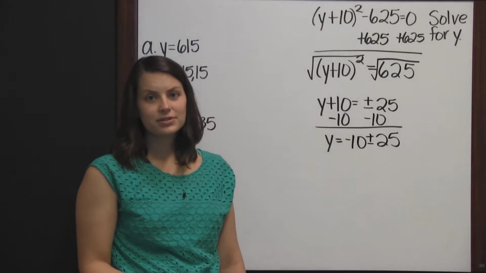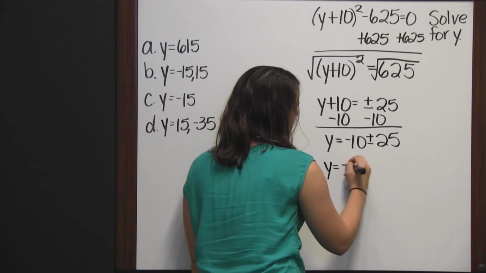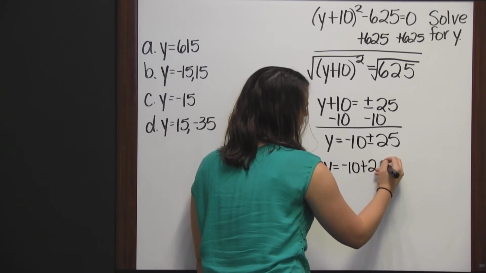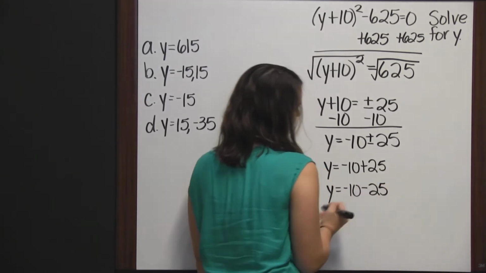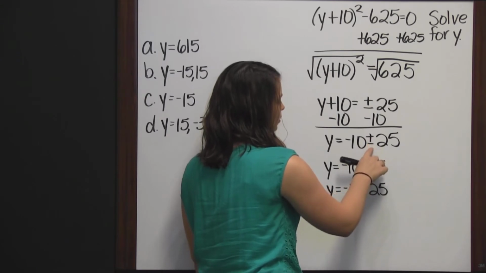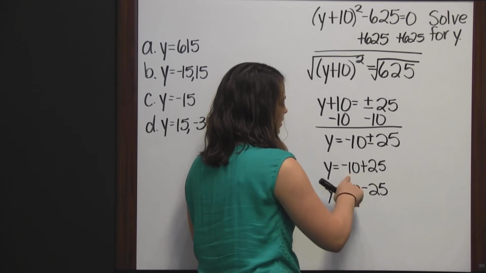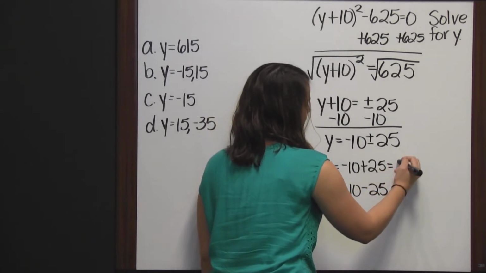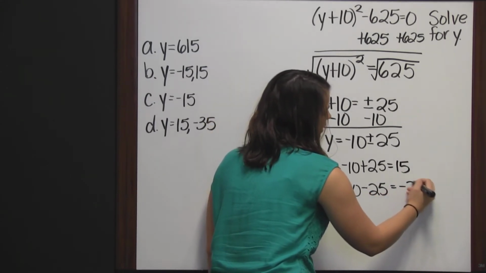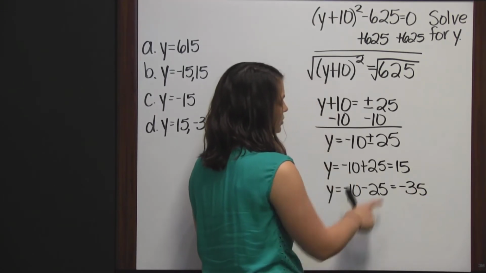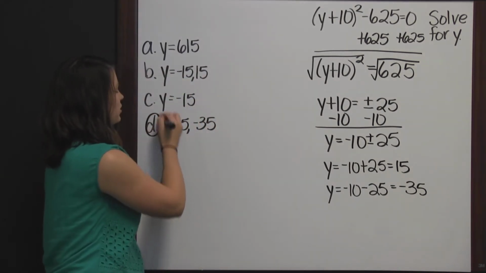We have two answers, and to find them, we just need to simplify. So we have y equals negative 10 plus 25, and y equals negative 10 minus 25. All I did was separate the plus or the minus into two separate expressions. Negative 10 plus 25 is 15, while negative 10 minus 25 is negative 35. So our solutions are that y is 15 or negative 35, which is answer D.